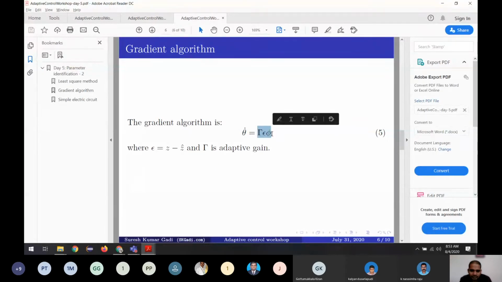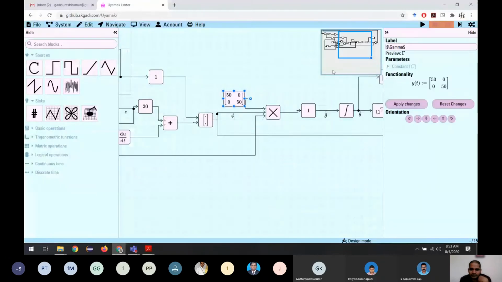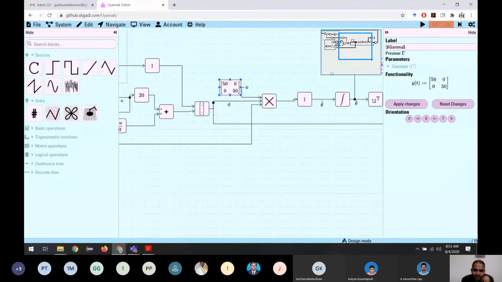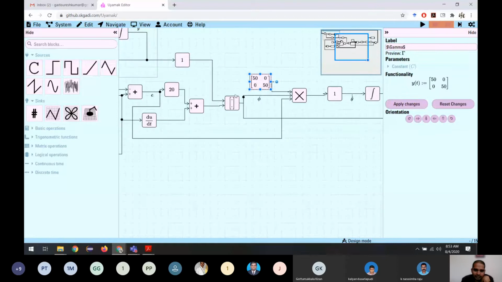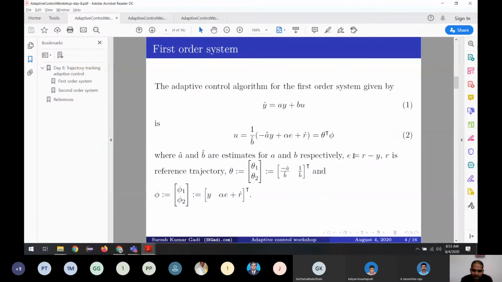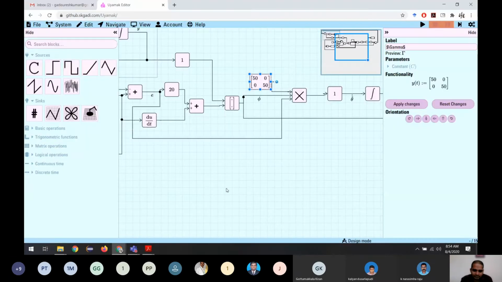We are multiplying three items. One is phi, error, and a gain. So we have something similar here. The theta dot is multiplication of a gain and phi. What is phi here? In our case, the phi is y and alpha e plus r dot. Let us see how we are constructing this phi.